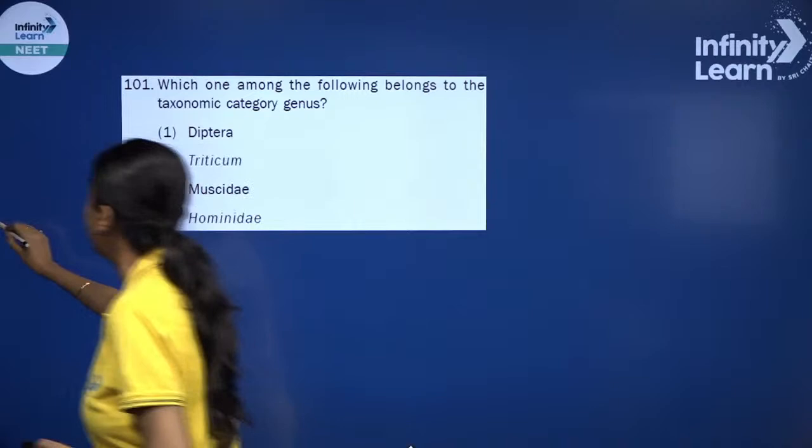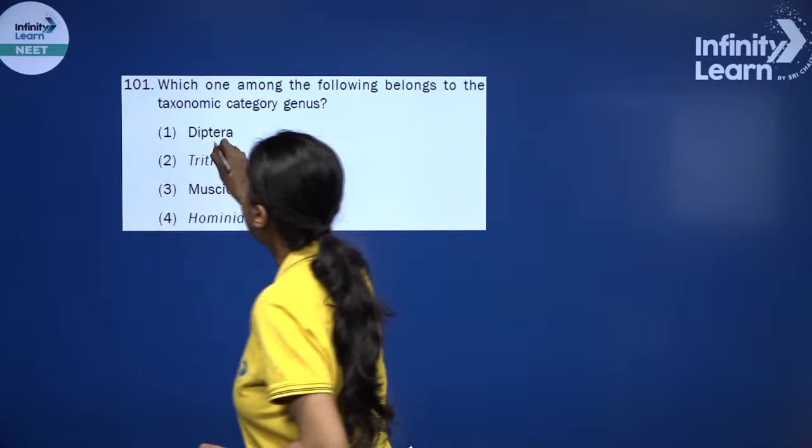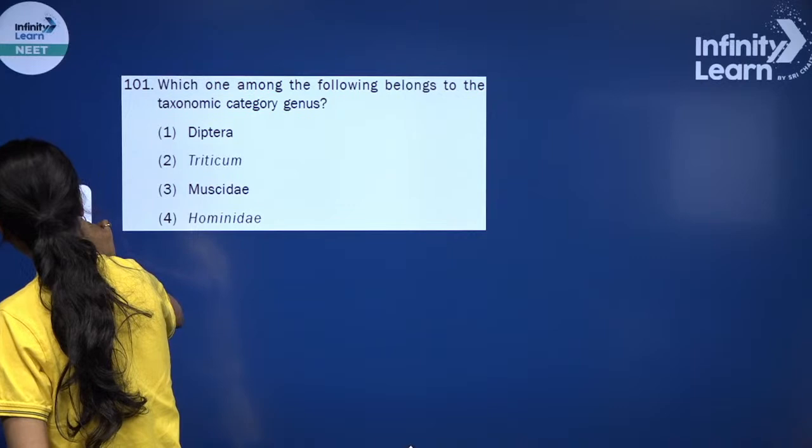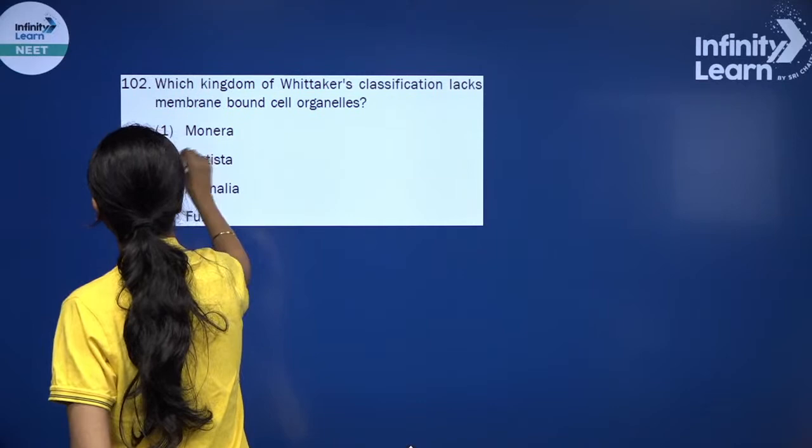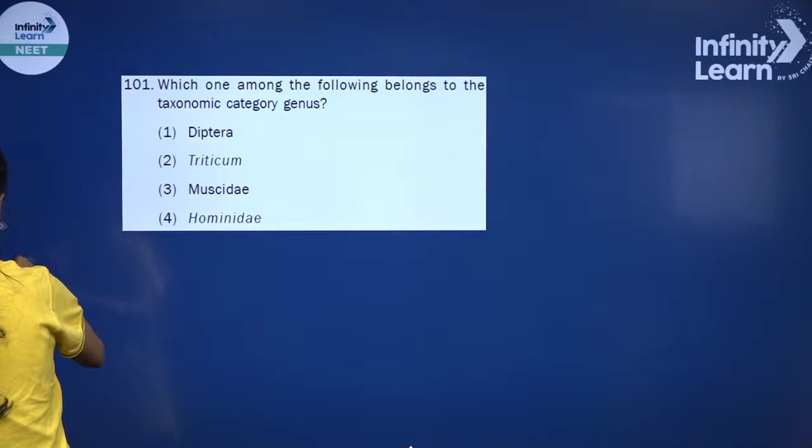One second, let me just take this. Yeah. So Triticum is the one. Yeah. So Triticum. I don't know why this is not working. Just annotate. Yeah. Triticum is the genus, right?